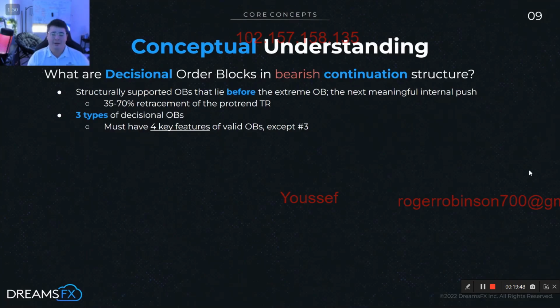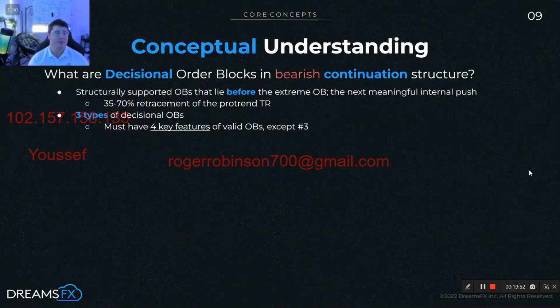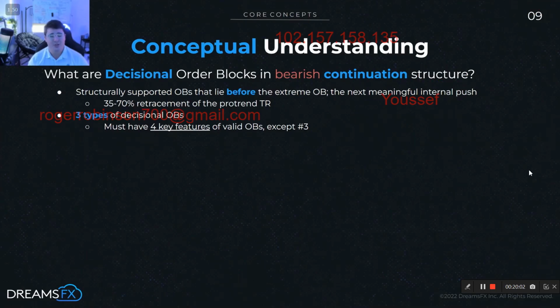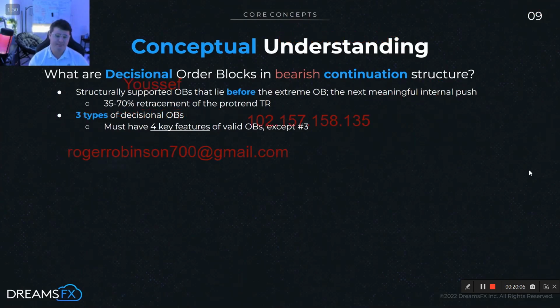Likewise, that decisional order block is the second or next meaningful internal push that has logic. Still that 35 to 70% retracement. And we have similarly the 3 same types of decisional order blocks for bearish as we did for bullish. All of the key features must be there, except for the third one, which is your order block. Your decisional order block does not and will not always be taking out liquidity, but it requires the other 3 factors.